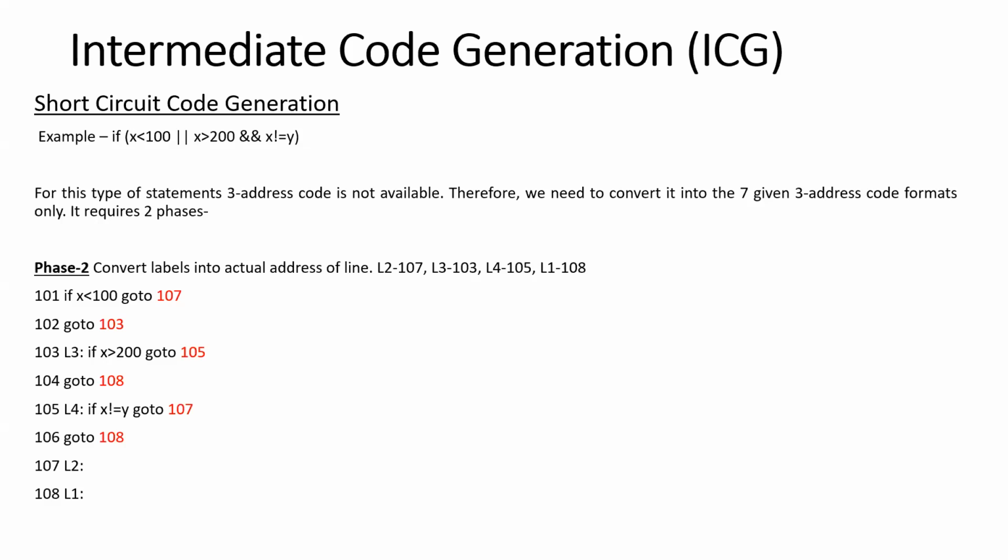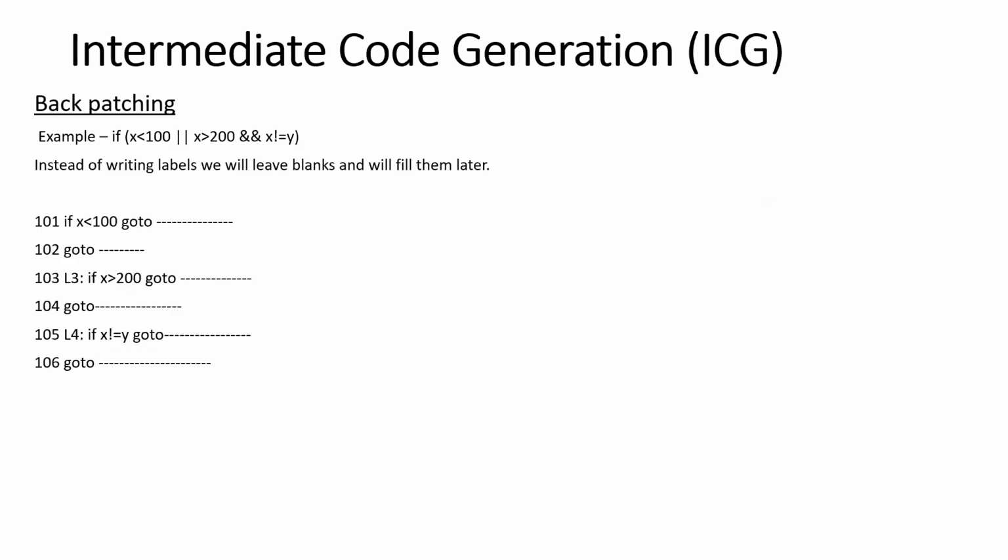In the backpatching process, instead of writing the labels, we leave blanks and fill them in later while executing the parse tree, right? So we can see this particular code. The high level language code is written as if x is less than 100 or x is greater than 200 and x is not equals to y.